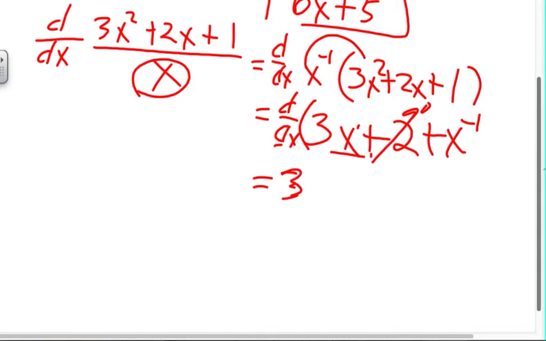And then I do this. Negative 1 times 1 will give me negative x, and then minus 1 is to the negative 2, which means I've got 3 minus 1 over x squared. And that's the derivative of this stuff. And this is what I'm going to be expecting you to be able to do on this first homework.